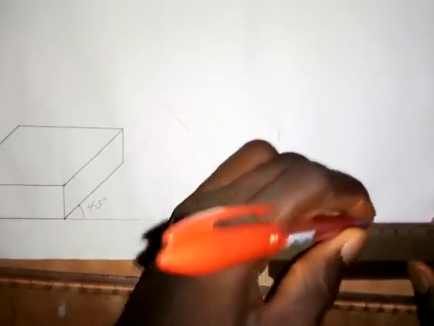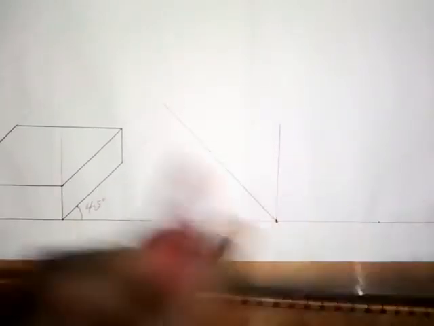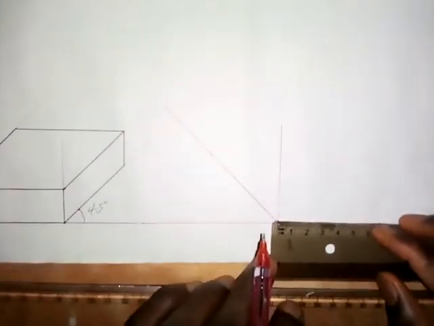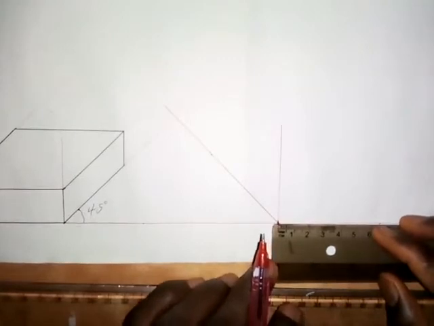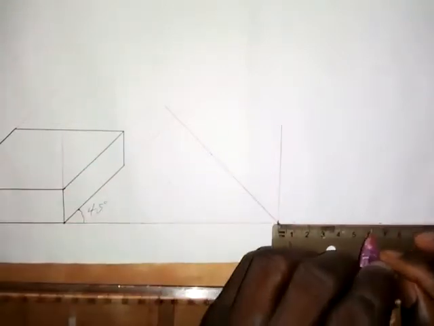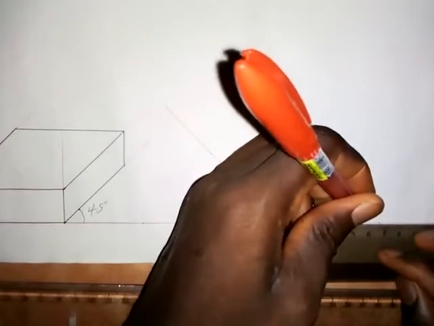So this is 65 millimeters. Then I will take 10 millimeters from here to here, and 10 millimeters from here. So this is 10 millimeters.